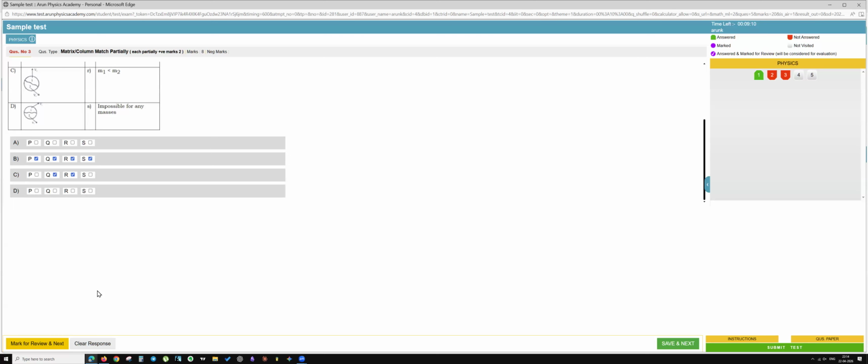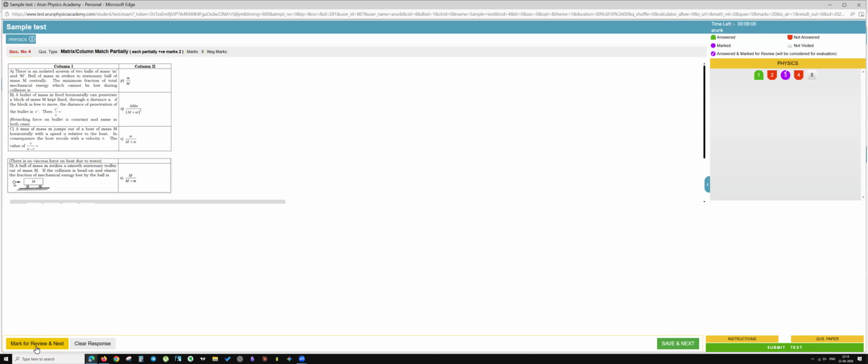Now, let's say you want to come back to this question again. You can look at the bottom left here. It's called mark for review. If you press this, the color changes to purple. It tells you that you want to come back to this question.